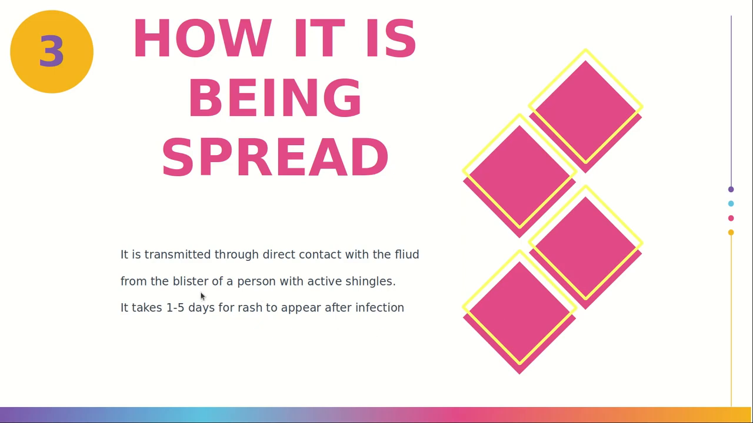It is transmitted through direct contact with the fluid from the blister of a person with active shingles. It takes 1 to 5 days for rash to appear after infection. So it means someone can be infected today, and you may not see the rash. You'll just maybe be feeling sick for 4 days, then on the 5th day the rash will appear.